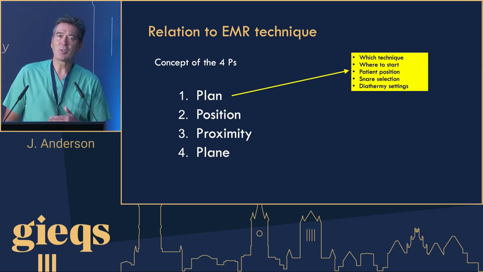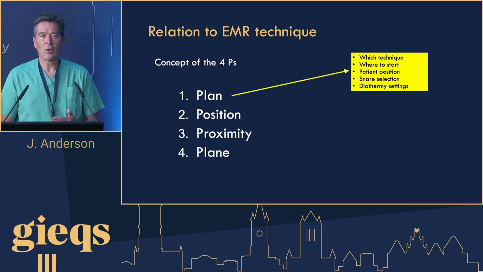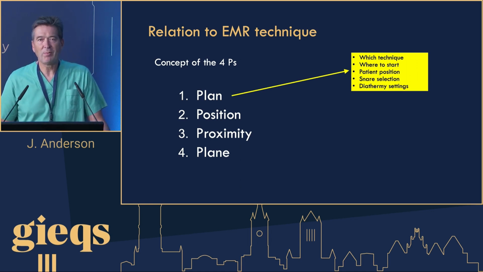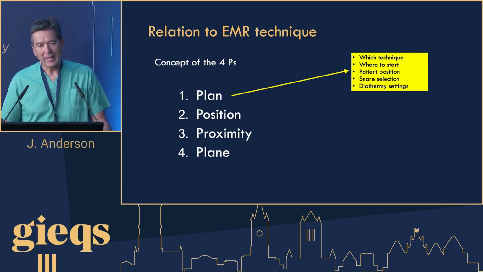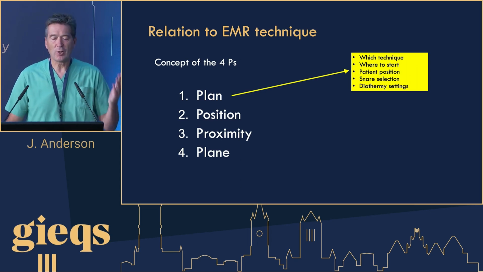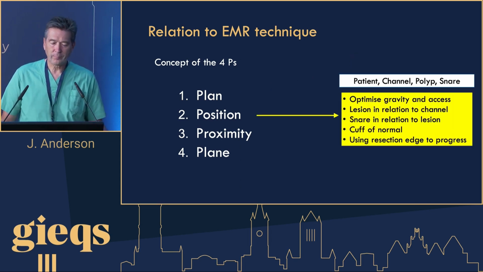You need a plan of which snare selection you're going to use, if it's hot or cold, and the size. And if you're using hot, you need your diathermy setting. So before you start off in your head, you should have a plan. And I would actually take that step 1 more. You should also have a plan B, because it doesn't always work. So before you start, you should have a good idea of what you're going to do.